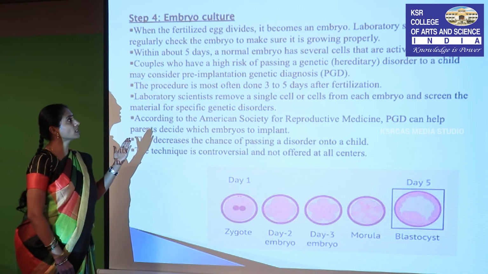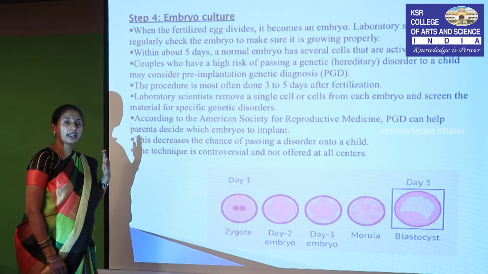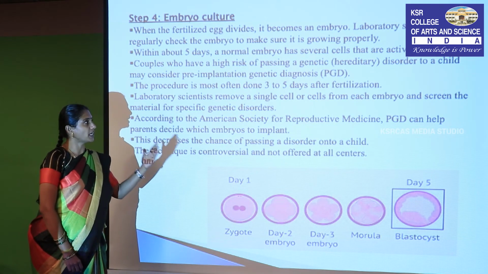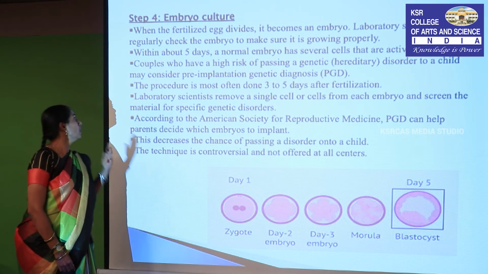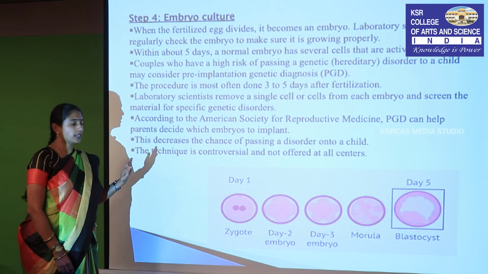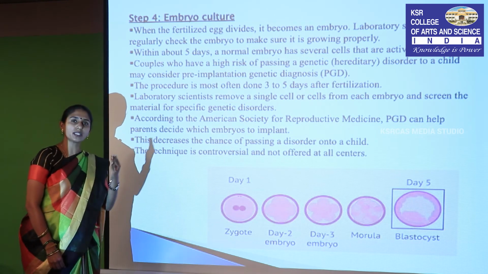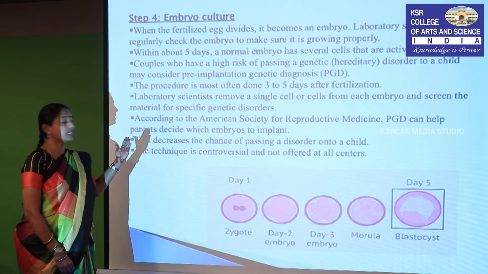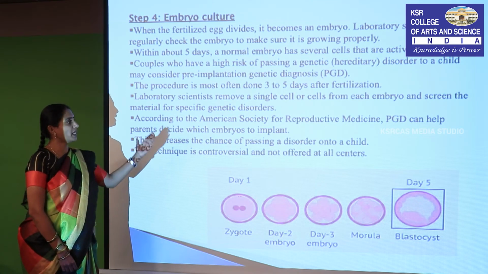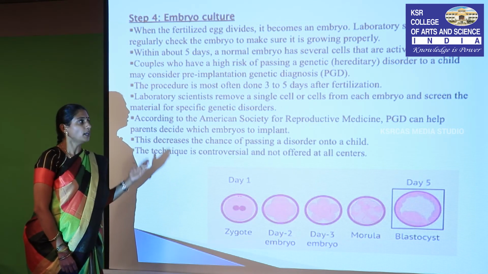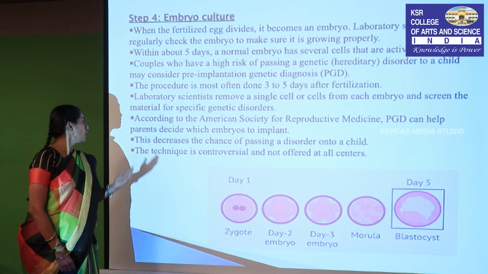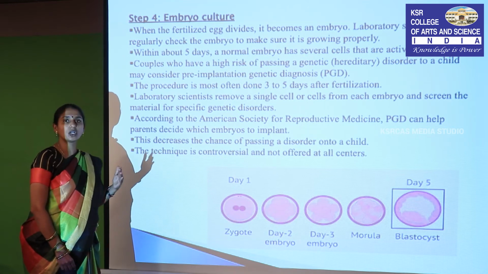Couples who have a high risk of passing a genetic disorder, that is a hereditary disorder, to a child may consider pre-implantation genetic diagnosis, which is known as PGD. The procedure is most often done 3 to 5 days after fertilization. Here, the laboratory scientist will remove a single cell from the embryo and screen it for specific genetic disorders. According to the American Society for Reproductive Medicine, PGD can help parents to decide which embryos to implant. This decreases the chance of passing a disorder onto the child.